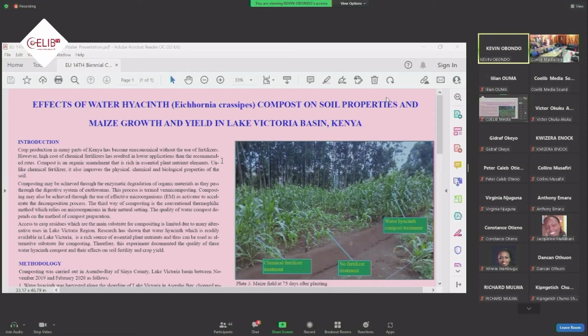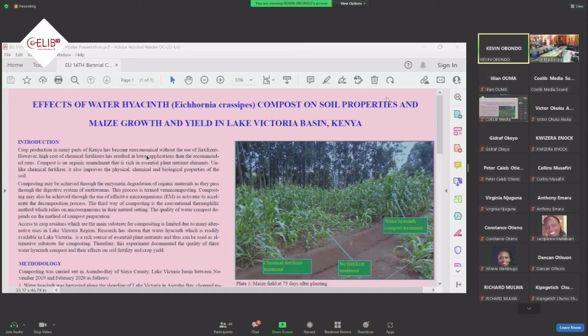My name is Obondo Kevin, and my co-authors are Prof. Samuel Mwonga and Prof. Joyce Ndemo, and we're working on the effect of water hyacinth compost on soil properties, maize growth and yield in Lake Victoria Basin. We did our experiment in 2 sites, in Asembo, Siaya, and in Kisii. Experiment 1 was done in Siaya and experiment 2 in Kisii.